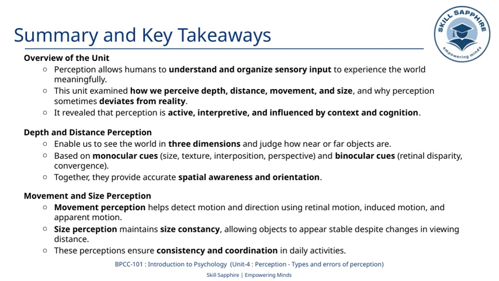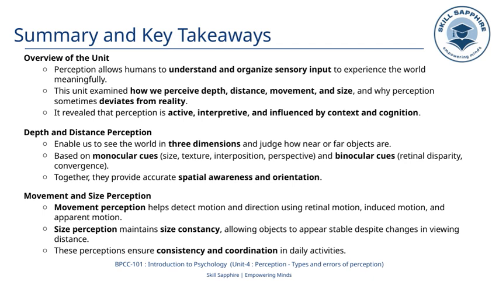When it comes to depth and distance perception, our ability to see in 3 dimensions and judge how far or near objects are is crucial. We rely on 2 main types of cues: monocular cues, which include size, texture, interposition, and perspective, and binocular cues, like retinal disparity and convergence. These work together to give us accurate spatial awareness, helping us orient ourselves in space.